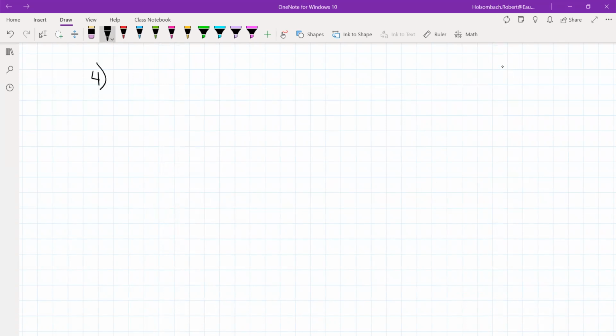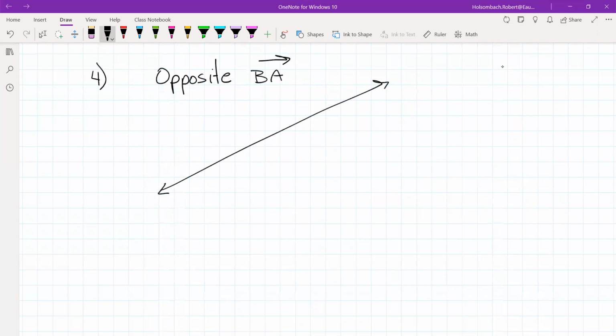Number 4, what is the name of the ray that is opposite? We're looking for opposite. Ray BA. And we've got this going on. All right, opposite of ray BA. Ray BA is right here. Ray BA starts at point B and it goes through A, forms a ray.